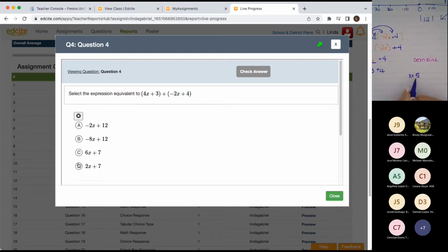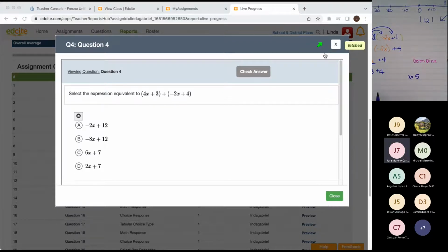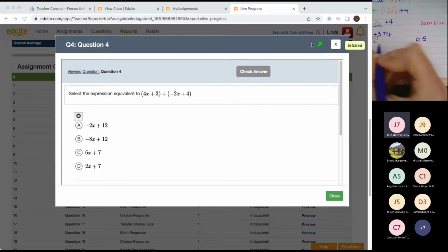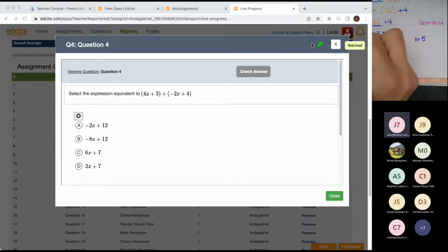All right, so I'm going to plug 5 in for x. I'm going to plug it in for both the original expression and my simplified expression, so you can see that it's going to equal the same thing. So I have 2x, or 2 times 5, plus 7. 2 times 5 is equal to 10, right? So 10 plus 7 is equal to 17.